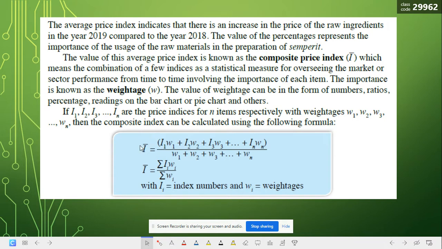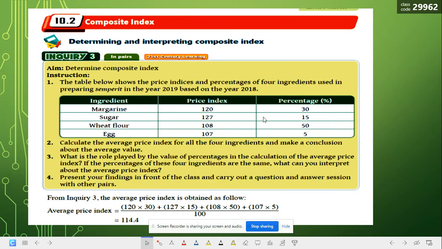So let's say we have this calculation here. This is the symbol for the composite index, and this is the general formula. You have to add, sorry, you have to multiply the index with the weight. Let's say they have four ingredients, we use this one as the example. So we just multiply the index with the weight here.